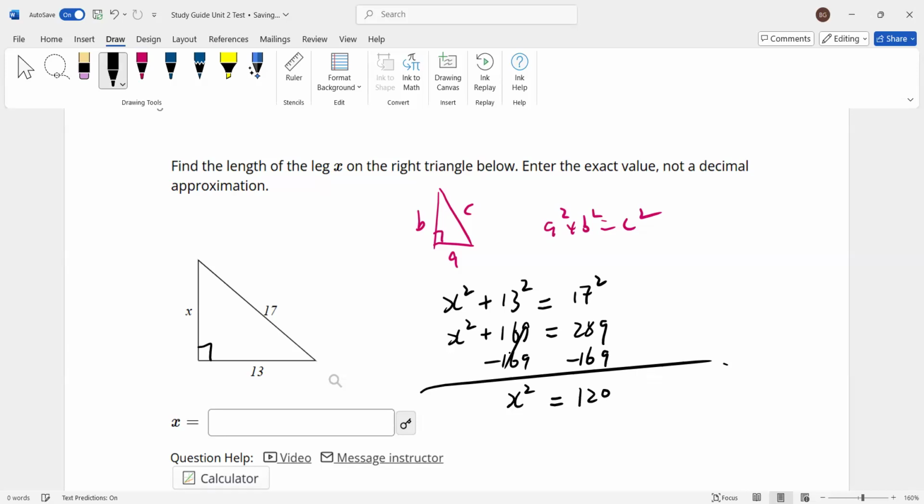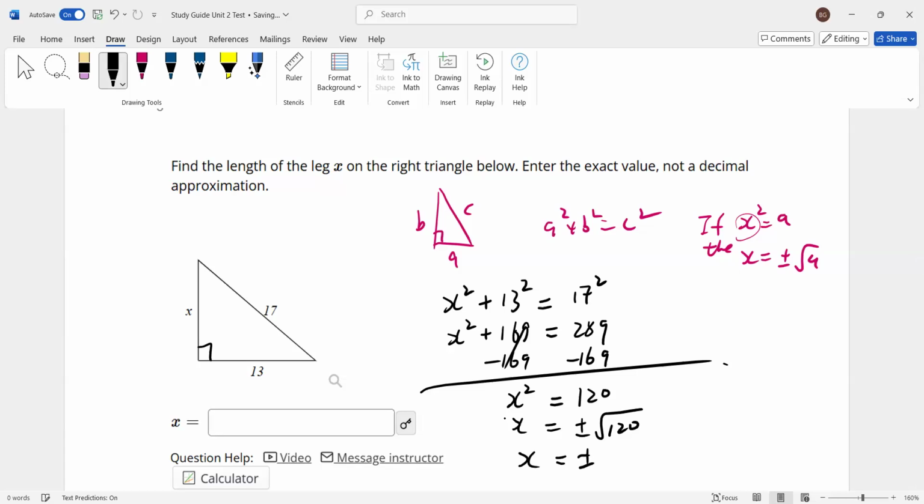And then we apply the square root property. Square root property says if x squared equals a, then x equals plus or minus root a. The base of the square equals plus or minus the square root of the number on the right side. So we have x equals plus or minus root 120.